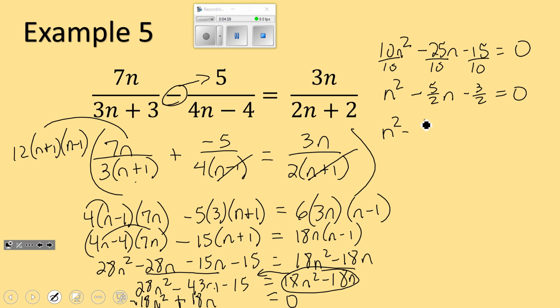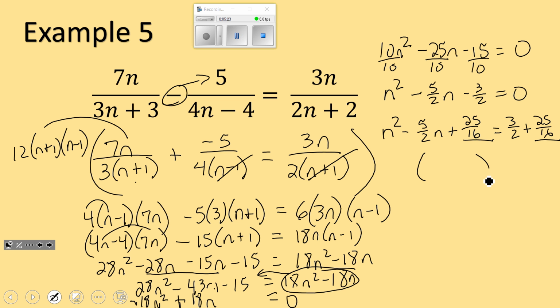So n squared minus 5 halves n plus something equals 3 halves plus something. So far, so good. So how do we get this magic number? Divide this by 2, so that's going to be 5 over 4, and square it, so that's going to be 25 over 16.